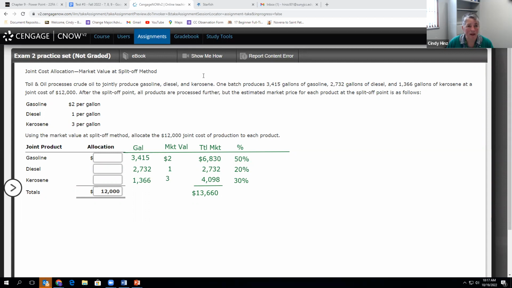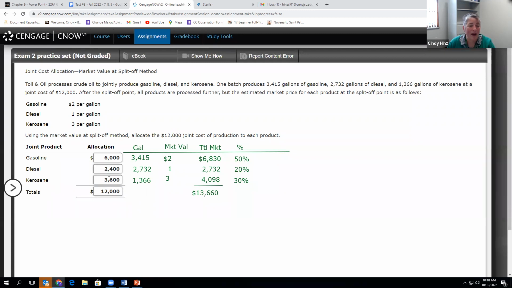Now we're ready to do the allocation. If 50% of the value comes from the gasoline, then 50% of the cost would be allocated to gasoline. 50% times 12,000, 6,000. Another 20% comes from the diesel. 20% of the total is $2,400. And finally, 30% or 3,600, 30% of the 12,000 or 3,600 is the cost that we will allocate to kerosene.